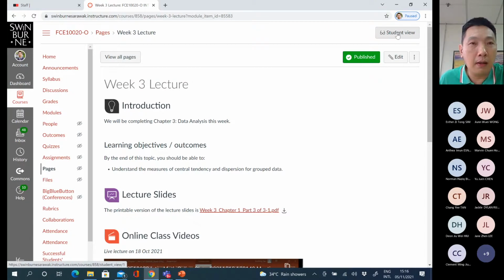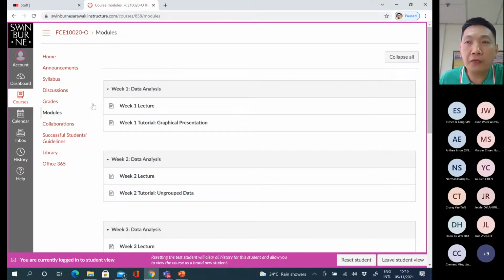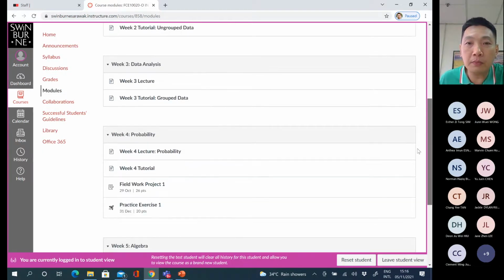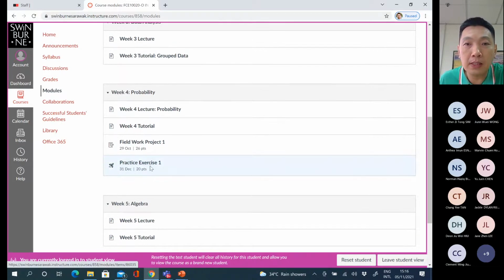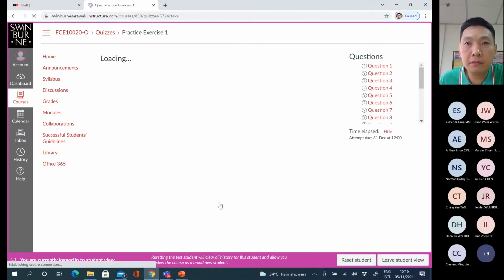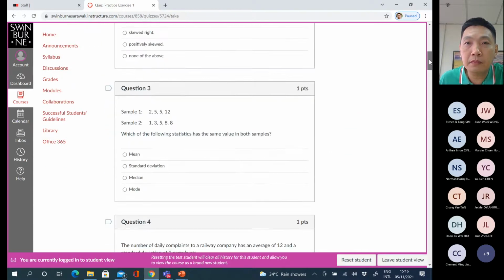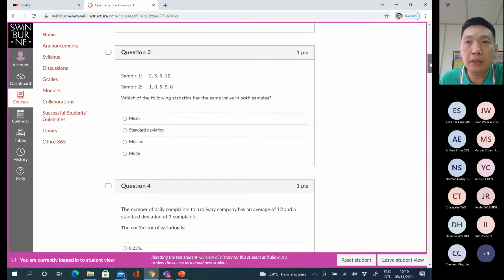All right. Now we go to the practice exercise. I use the student view. So the practice exercise I put under the week 4 module. Here. Okay, so we go to practice exercise 1. Let's say question 3.